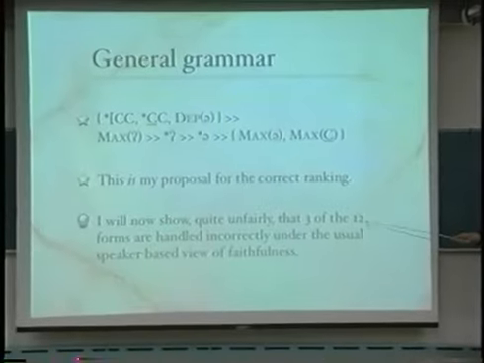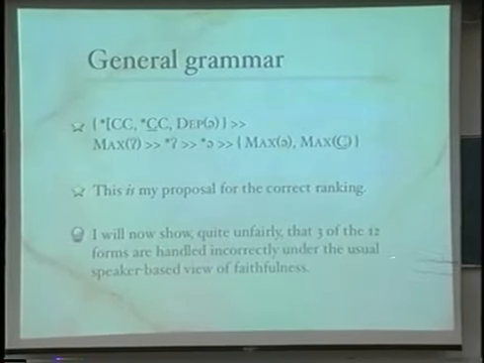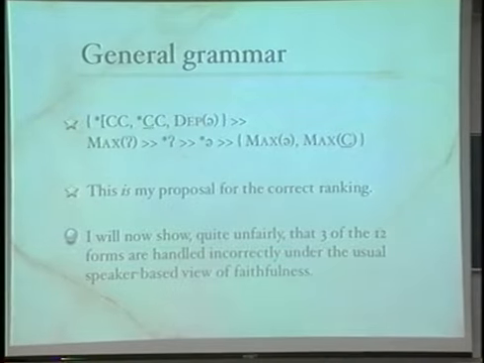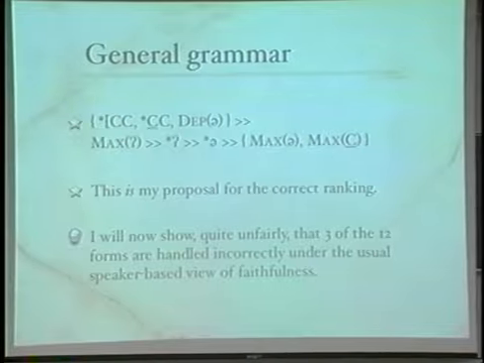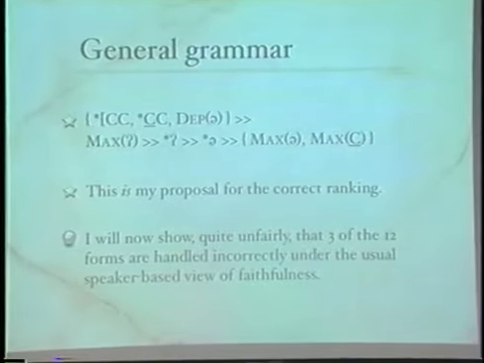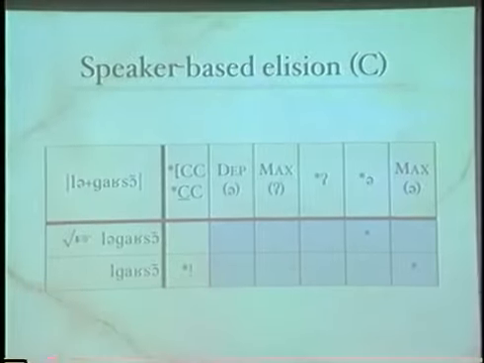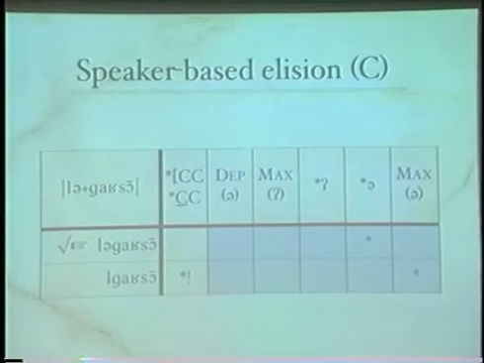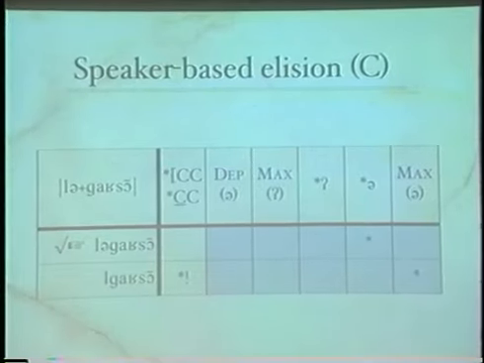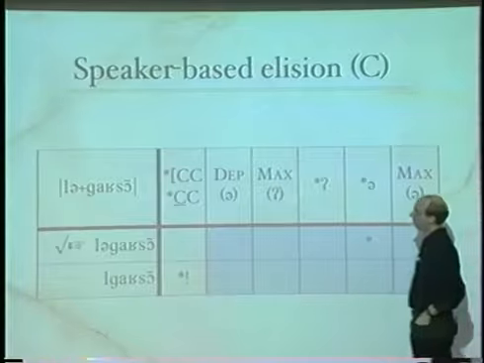But I will now show that 3 of the 12 forms are handled incorrectly under this ranking, at least under the speaker-based view of faithfulness. I say quite unfairly because the ranking can be patched up. I will show that later as well. So now I'll show you how this works. I've heard today that very few people actually know how OT works. So these French examples, which are now very, very familiar to you, will explain OT at the same moment.